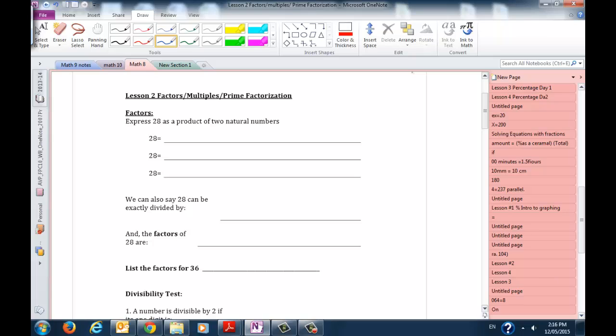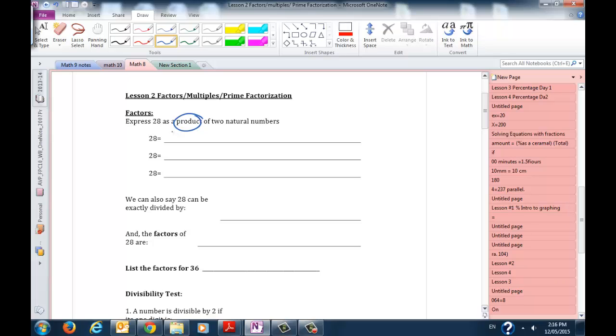Today is our second lesson, and we are going to look at factors, multiples, and prime factorization. So let's start off with factors. If I want to express 28 as a product of two natural numbers, well, the word product is just talking about multiplying numbers. So I want to look at two numbers that multiply to get to 28. A natural number is a positive number that is not a decimal or a fraction and does not include 0.